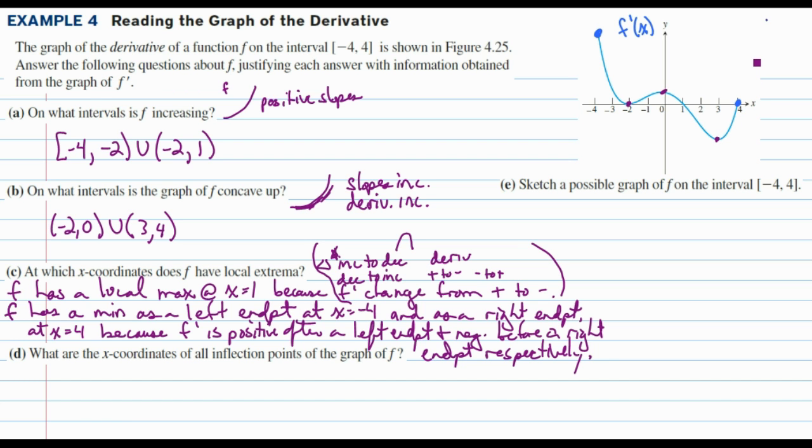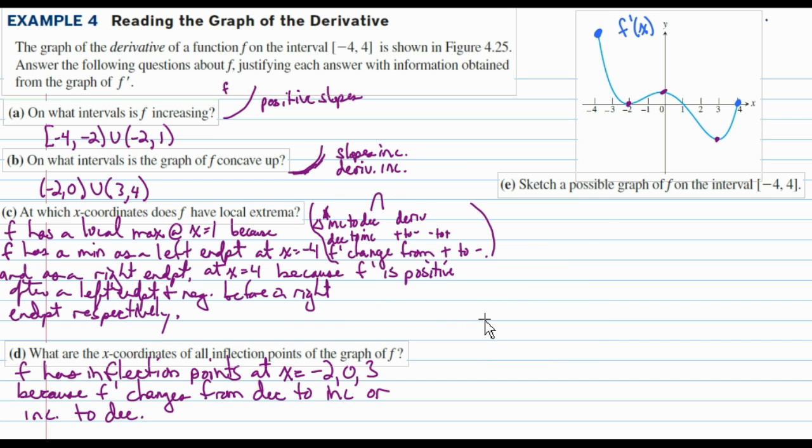So I can combine all those into one sentence. We don't differentiate between types of inflection points, so I can just say that f has inflection points at -2, 0, and 3 because f prime changes from decreasing to increasing or increasing to decreasing. Now, part E asks us to sketch a possible graph of f on the interval -4 to 4.